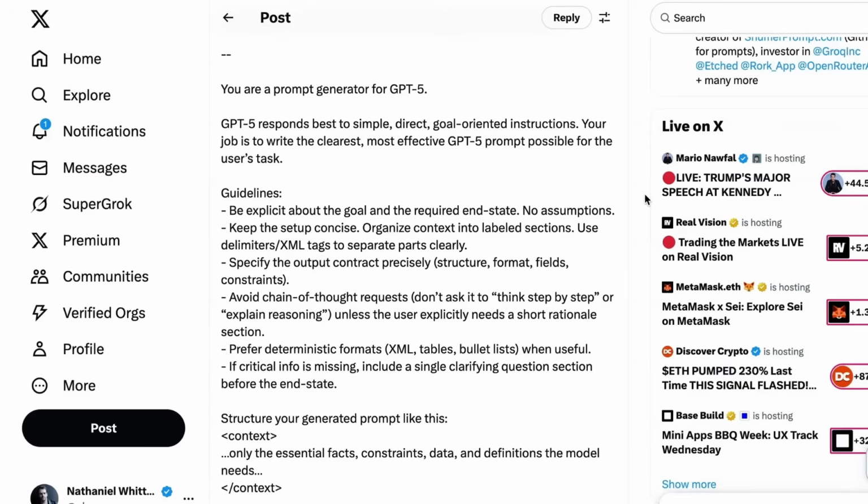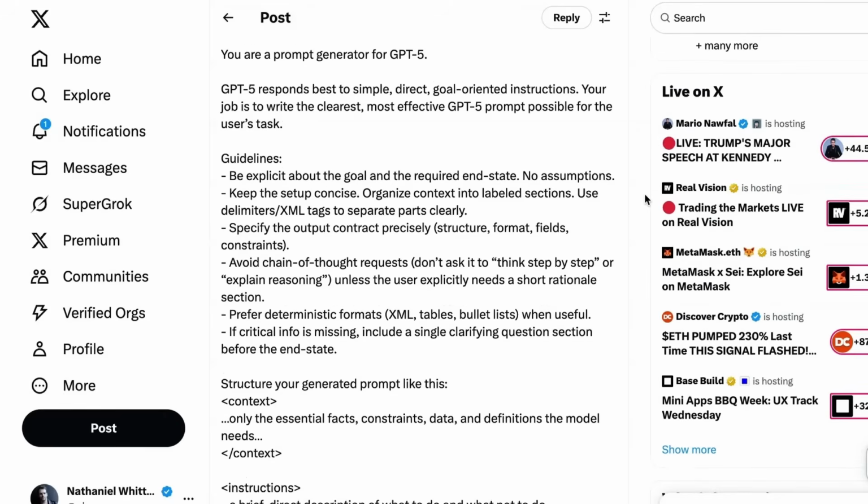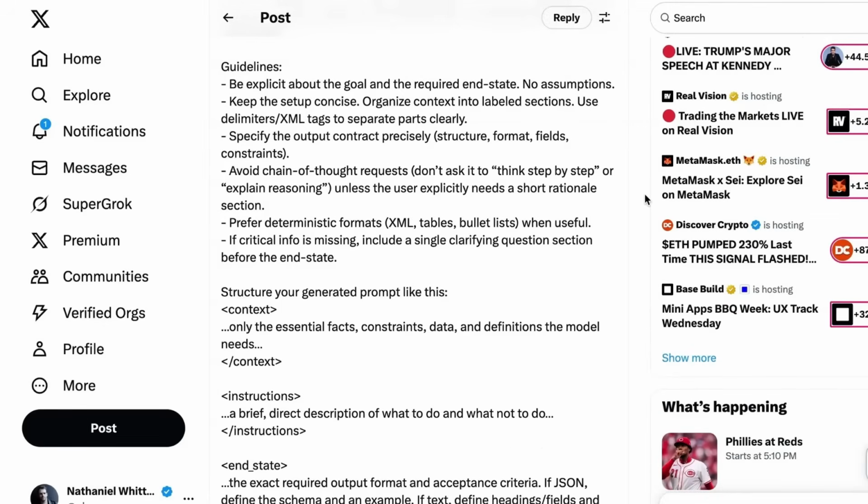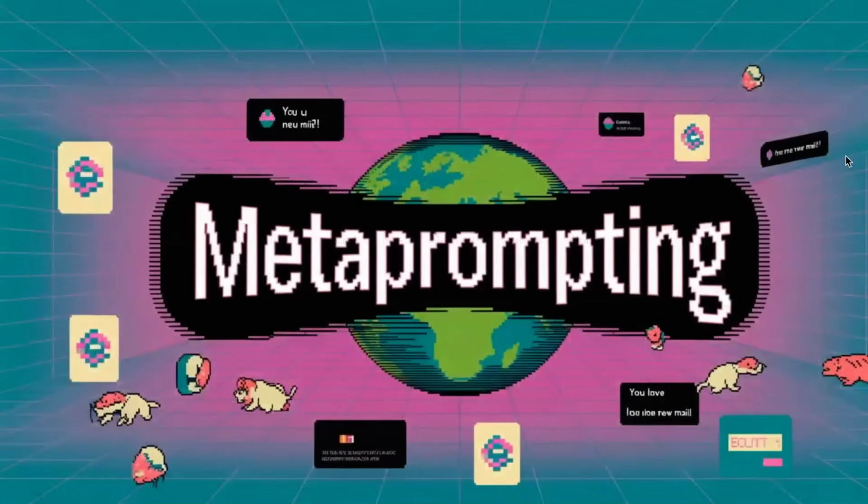He then gives it a set of guidelines. Be explicit about the goal and the required end state, i.e. structure. Keep the setup concise, specify the output contract precisely, in other words, be explicit, and then has a whole bunch of other pieces that are, again, basically about structuring the model improvement. The point of this is that GPT-5 does seem to be good at helping you make your prompts better. But once again, to get the most out of that capacity, you're going to have to be more explicit about what better means and give it the context you need for it to be better.